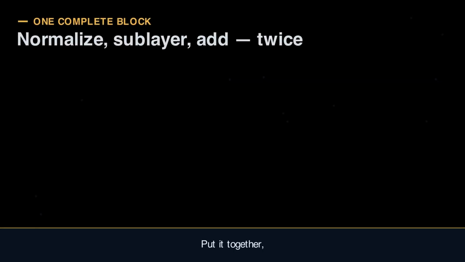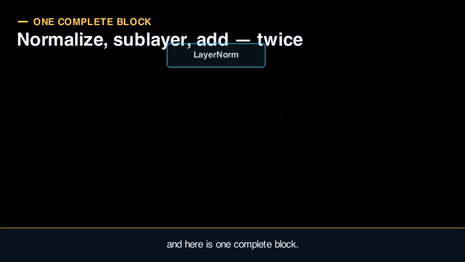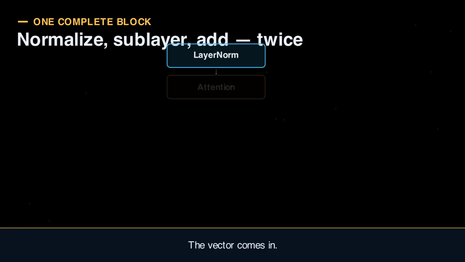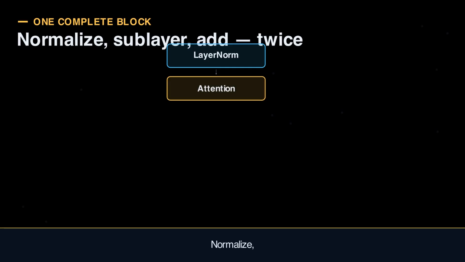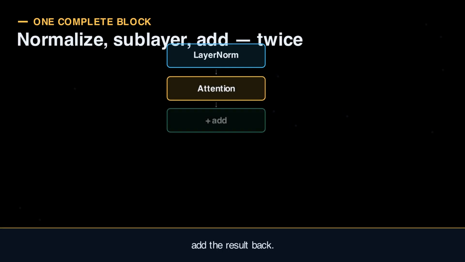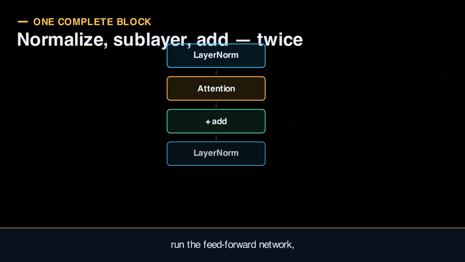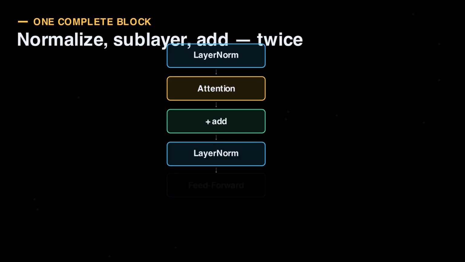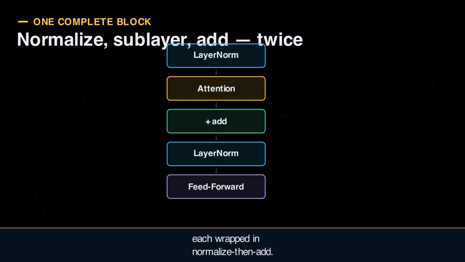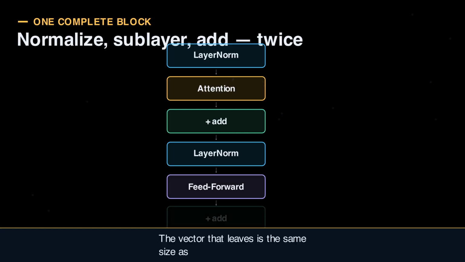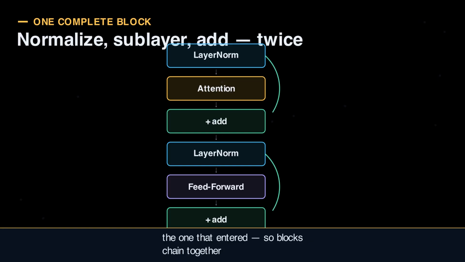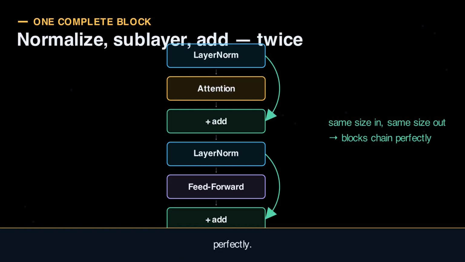Put it together and here is one complete block. The vector comes in. Normalize, run attention, add the result back. Normalize again, run the feed-forward network, add that back. Two sublayers, each wrapped in normalize, then add. The vector that leaves is the same size as the one that entered, so blocks chain together perfectly.